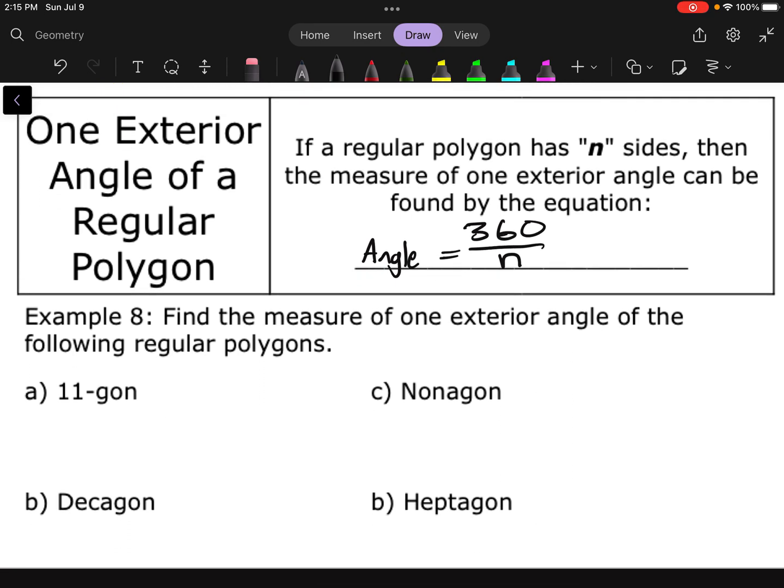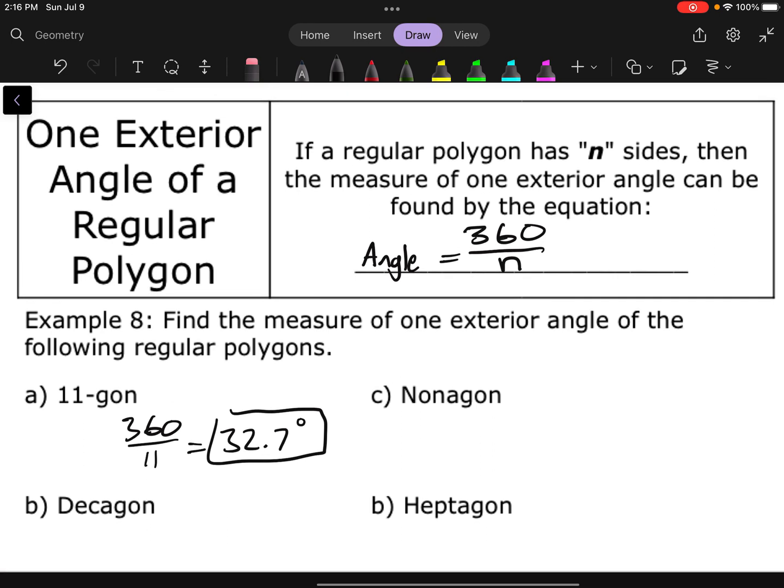Let's give it a shot. For the 11-gon, we will just do 11, nope, I'm sorry, already messed it up. We will do 360, which is the sum, divided by 11. And that's not going to be a nice number, but let me see what I get. We'll round to the nearest tenth. 32.7 degrees. So 11 angles of 32.7 would sum up to be 360.